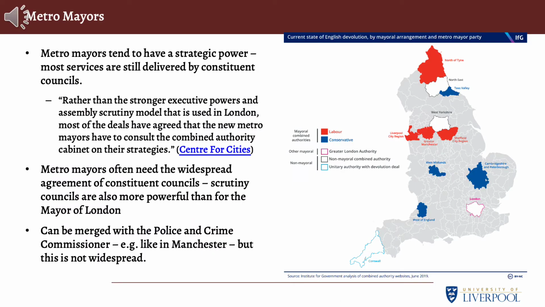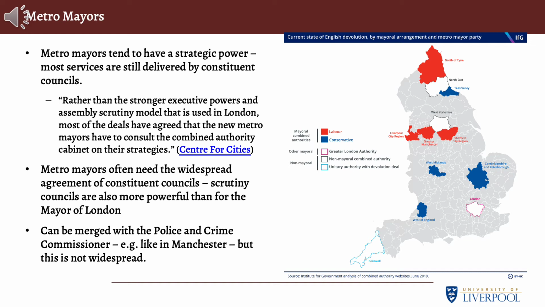As for metro mayors themselves, they have strategic power. Most services are still delivered by constituent councils, and this is different to the type of authority structure used in the Greater London Authority. And so it's worth remembering this when you're writing your essays. London is not a combined authority, and the combined authorities don't look like what they have in London, right? There's no Greater Liverpool Assembly or Merseyside Assembly that we vote for.